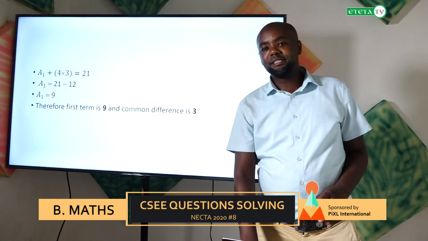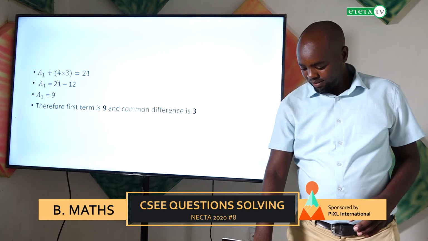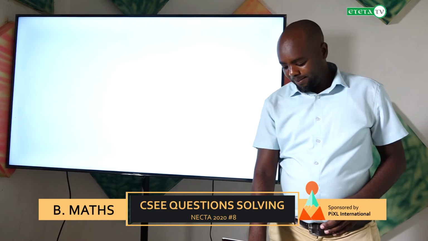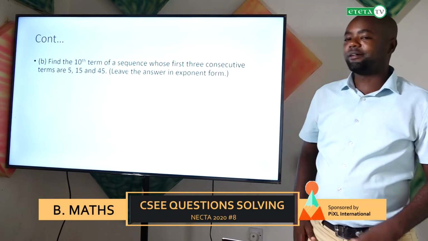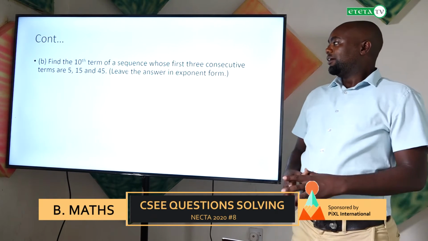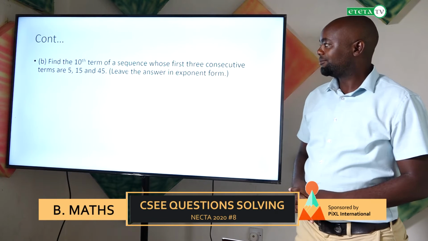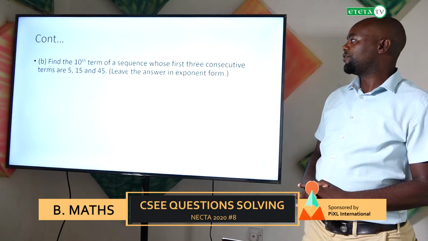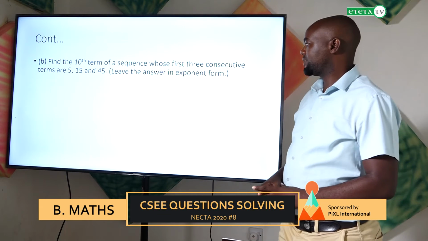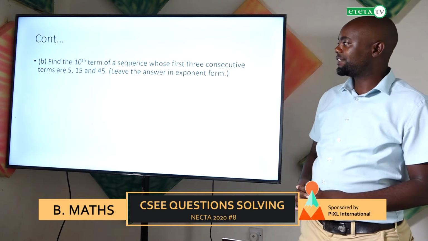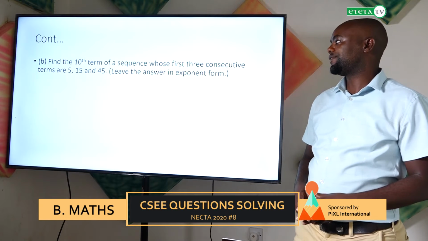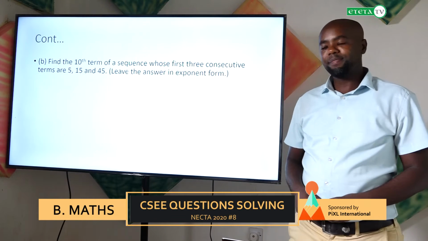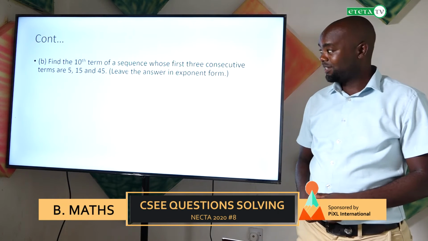Now we are moving to part B according to our equation. Part B is this one here. Let us read it together. Find the 10th term of a sequence whose first 3 consecutive terms are 5, 15, and 45. Leave your answer in exponential form.